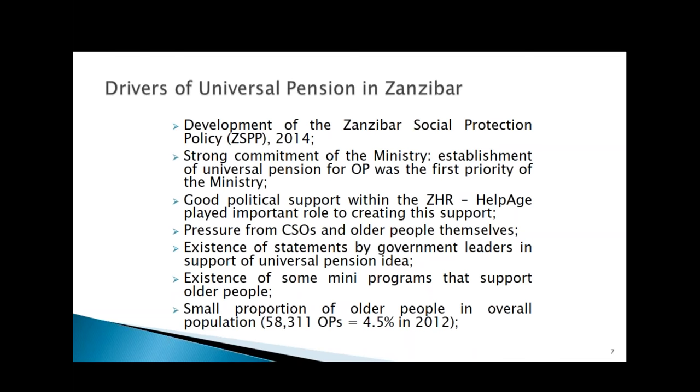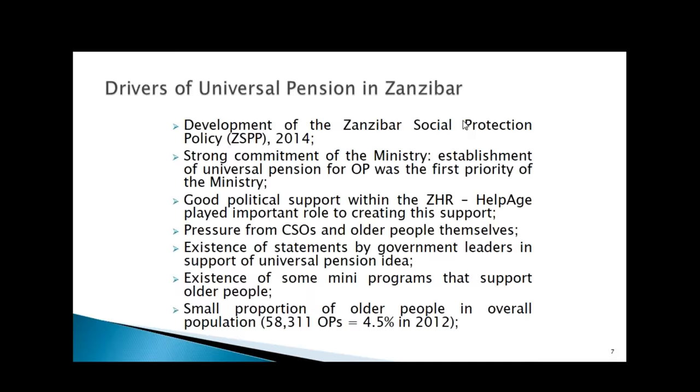So those are the factors. And now, maybe let's look at the Zanzibar social accountability mechanism itself. We have moved from looking at the bigger picture about the introduction of the scheme itself and its contributing factors, and now let's look specifically at the scheme itself. What are the social accountability mechanisms in place?